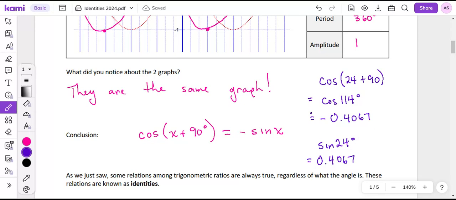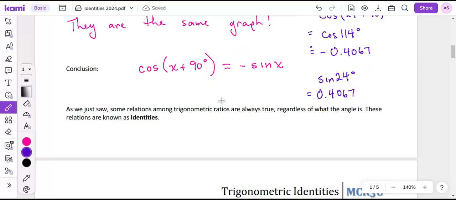This would work for whatever value you plugged in for x. The graph showed these two things are equal. We just kind of verified it works for a random number. We could try more and more and more, but you're going to get the same decimal all the time. So what we just saw, these trigonometric ratios, cosine x plus 90 and negative sine x, that statement is always true. It doesn't matter what the angle is. This kind of statement, we're giving this a new name. This is an identity. And so today we're looking at trigonometric identities.